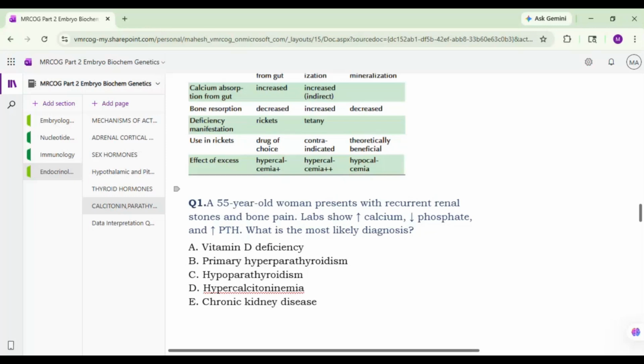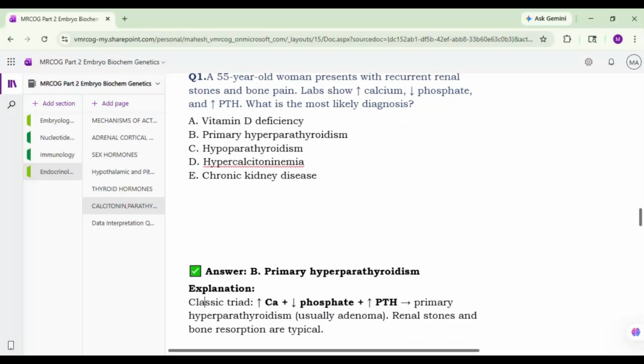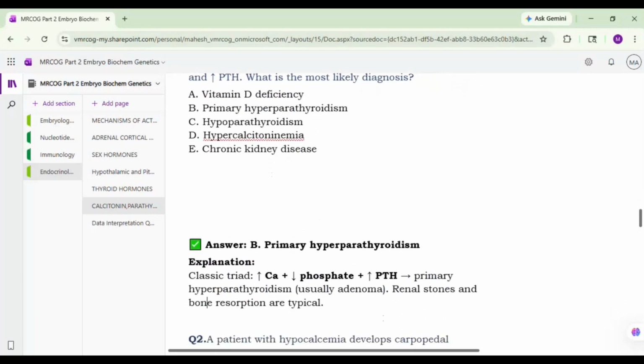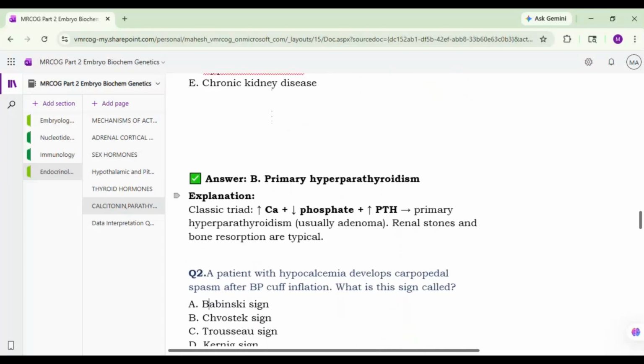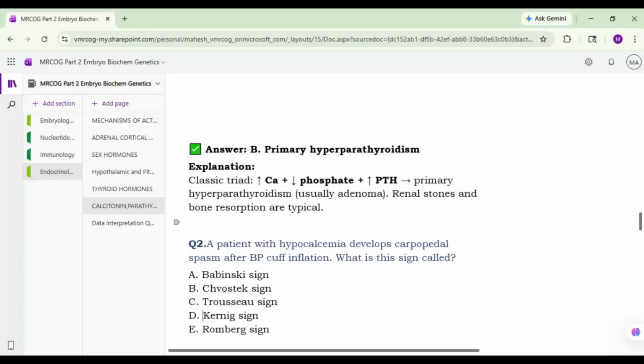Yes, it can be primary hyperparathyroidism because there is increase in calcium, decrease in phosphate, and there is an increase in PTH level. Primary hyperparathyroidism, classic triad is there. So increase calcium, decrease phosphate, increase PTH. Usually it is adenoma. Renal stones and bone resorption are typical.